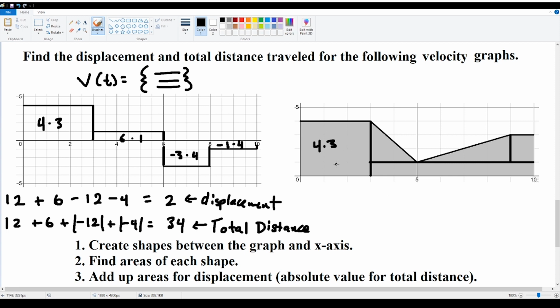Another 4x3 for the first rectangle, a 3x2 for this triangle here, but we have to cut it in half because it's a triangle. Same deal with this triangle, it will be 4x2 divided by 2. And our last two rectangles have an area of 7x1 and 2x1. In total then, this gives us the areas 12, 3, 7, 4, and 2. And since none of these are below the x-axis, they will all be positive, meaning both the displacement and the total distance should be equal to 28 units.